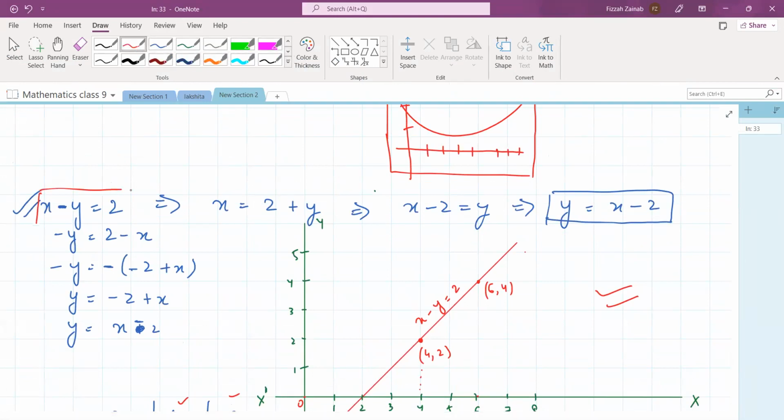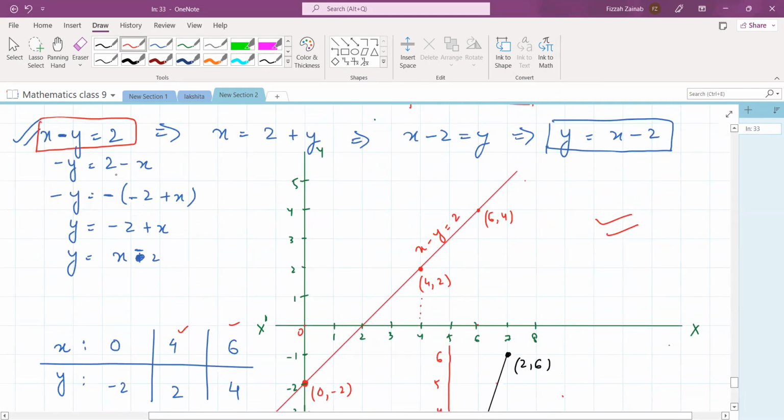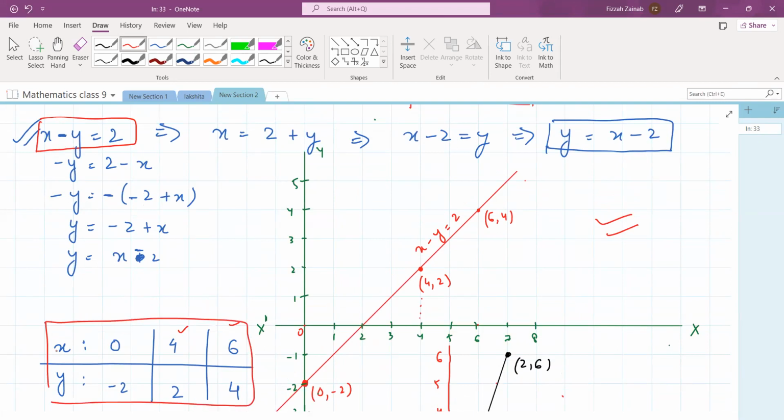This was the equation, right? As you can see here. Now, I want to solve it algebraically. The graph I have already plotted, right? Now I want to solve it algebraically. How do we solve it? We have done it in the previous class also. I can take some values of x and find the corresponding value for y, right? So basically, this is the algebraic solution of this equation.